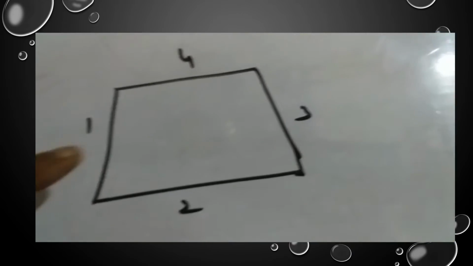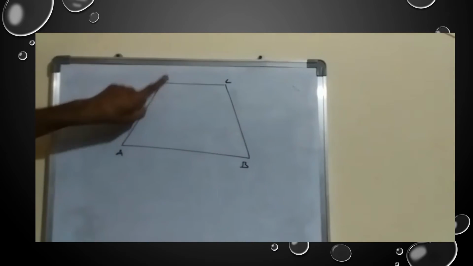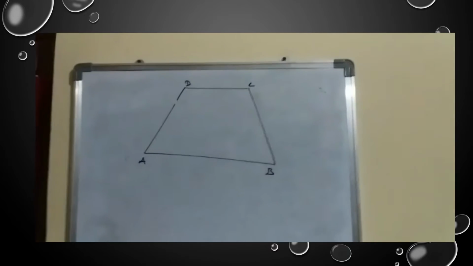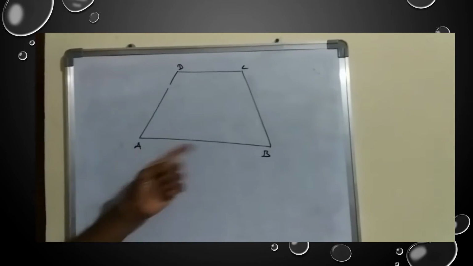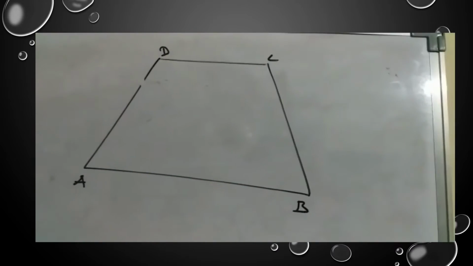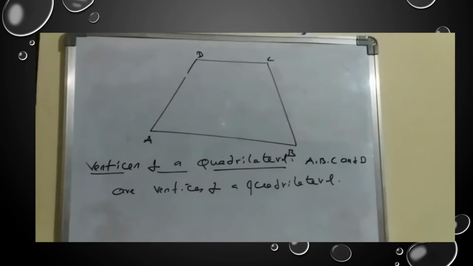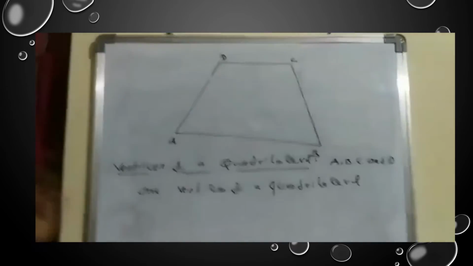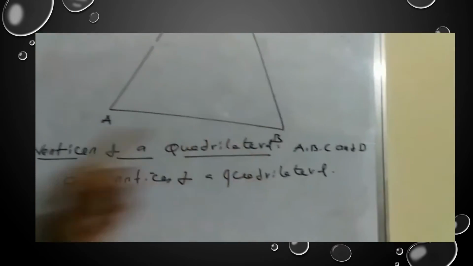Now we will learn about quadrilateral ABCD. In a quadrilateral, we have vertices, sides, diagonals, adjacent angles and adjacent sides. First of all, we will learn about the vertices of a quadrilateral.